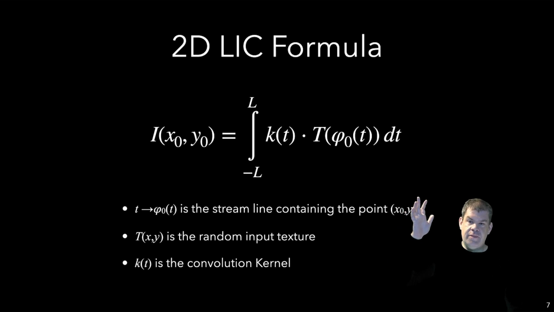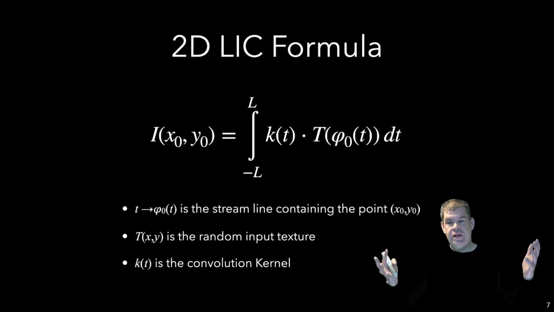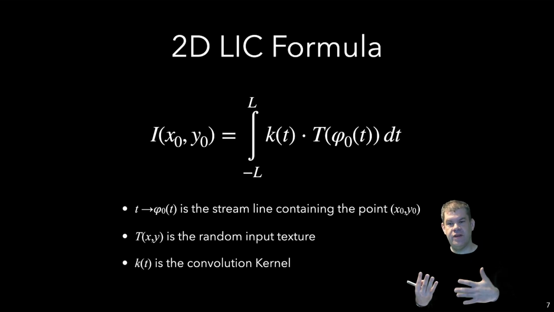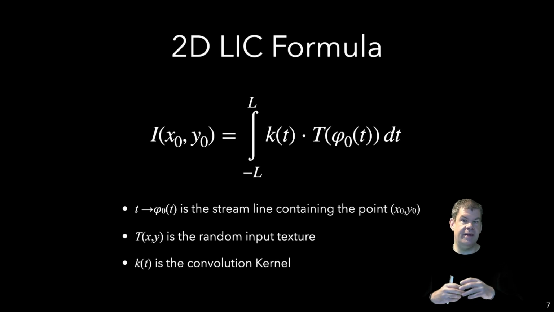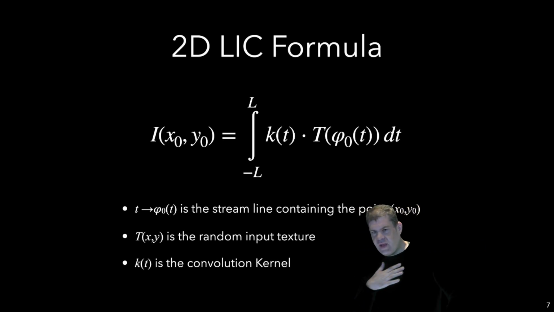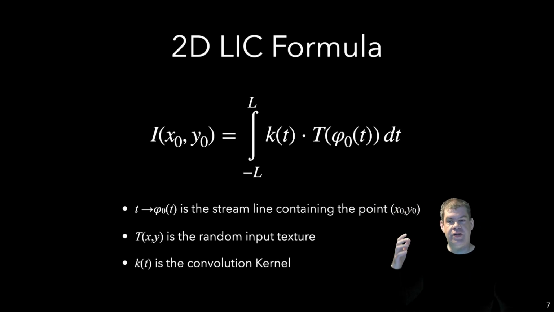So here is the 2D LIC formula, and it also explains a little bit why this is called line integral convolution. Okay, so where's the line, where's the integral, and where's the convolution? Well, the line is the streamline that we compute. Okay, and again, it's not straight, it's just a line. This might be a little bit misleading here.